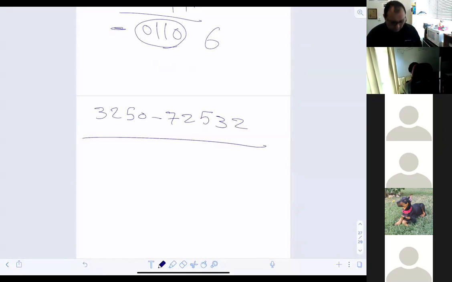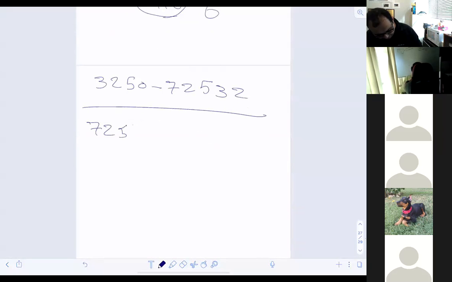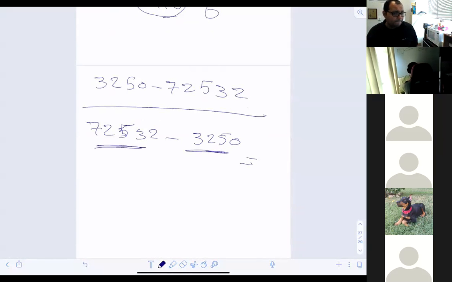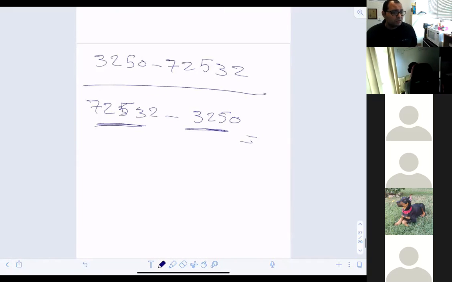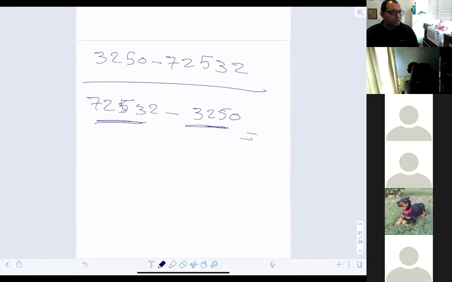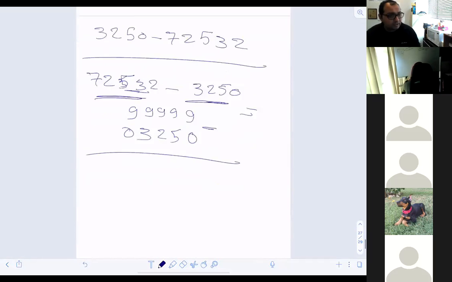What do you think? If I say 72532, subtract it, and then 3250. I expect this value will be positive, right? Because this is smaller than this one. Let's do it and see if it will give me the answer or not. So, I have 4 digits here, so I will take 0, 3, 2, 5, 0. It has to be 5 digits, because the other is also 5 digits. And here is 99999. Subtracting it.